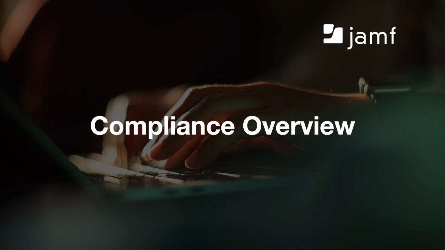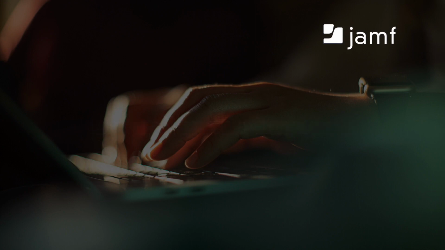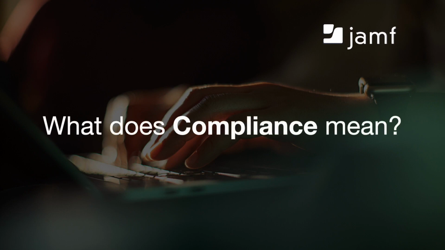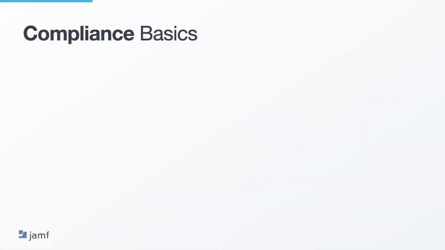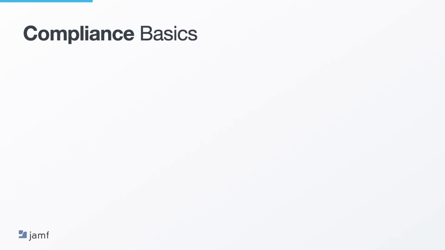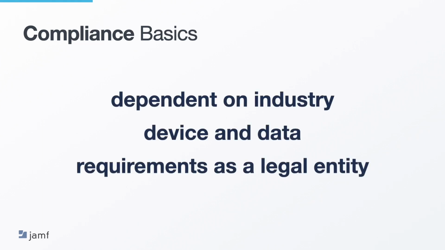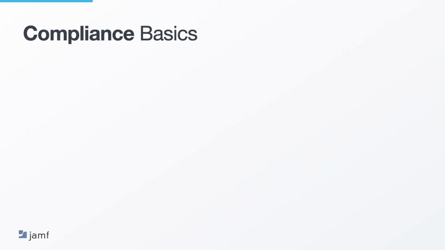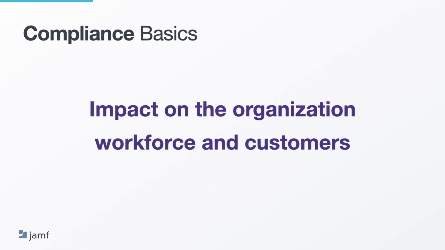Now let's get going and look at an overview of compliance. First, let's define the meaning of compliance by answering this question. What does compliance mean? Simply put, compliance means adhering to laws, industry standards, and data and security requirements. Organizations must set a compliance management strategy largely dependent on their industry, their device, and the data and use cases and requirements as a legal entity. That's why each organization should design its own compliance strategy and implement systems and process to ensure that your workforce is able to adhere to them to protect others and the business.